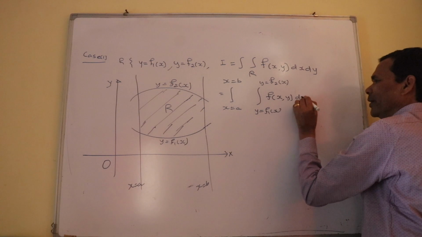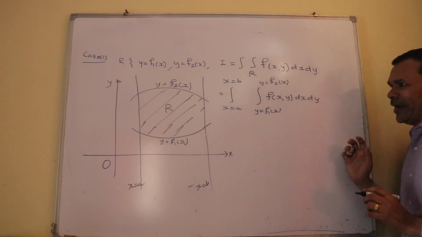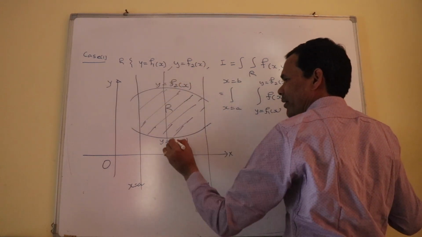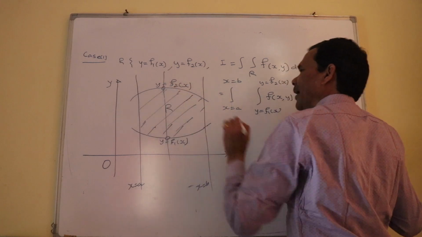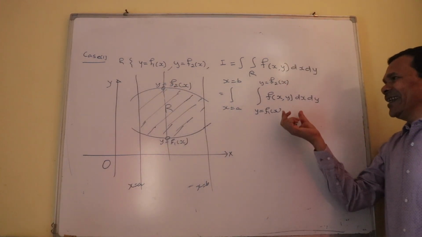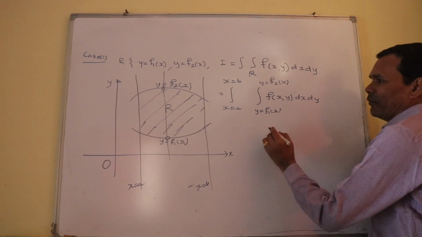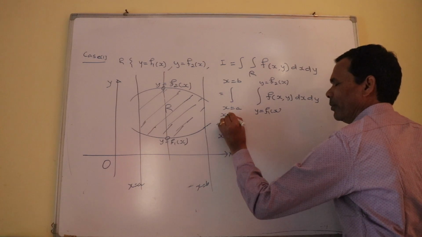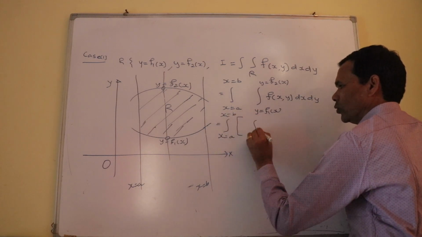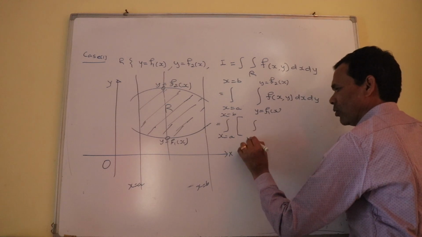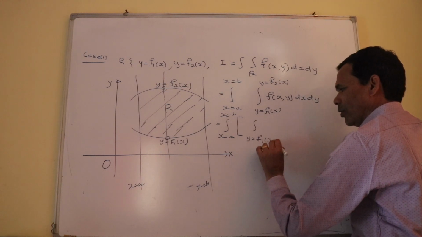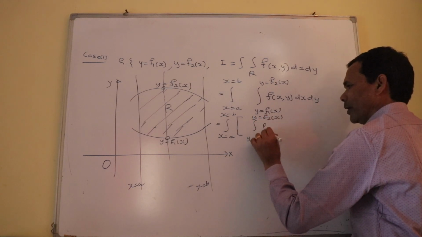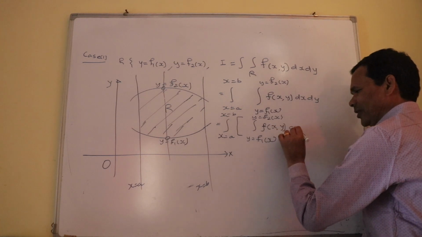Keep this in mind all the time: if y has variable boundaries, as you observe here, then we have to integrate the given integrand, the function, with respect to y first, keeping x as a constant. So I put this in variable separable form: x is equal to a to x is equal to b, then y is equal to f1 of x to y is equal to f2 of x, and f of x, y, with respect to y.